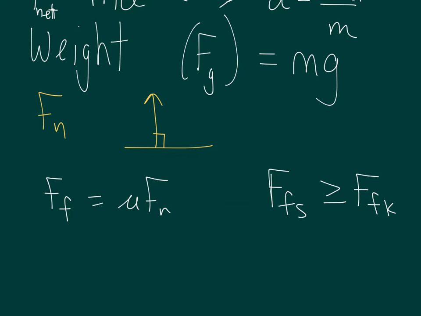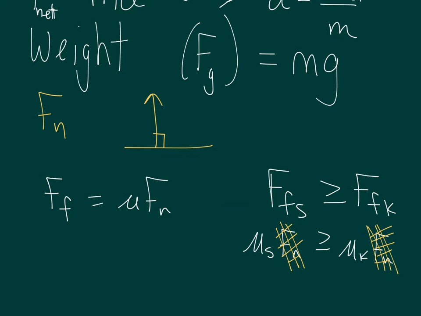Well, if that's true, I could technically do this. Isn't that what the formula is? Can I just plug in? For Ff, I can plug in μFn. I'm putting s for static and k for kinetic. But Fn is the same on both sides. So what conclusion can I also draw? I could say this. Cross these off. And that second conclusion is also true.